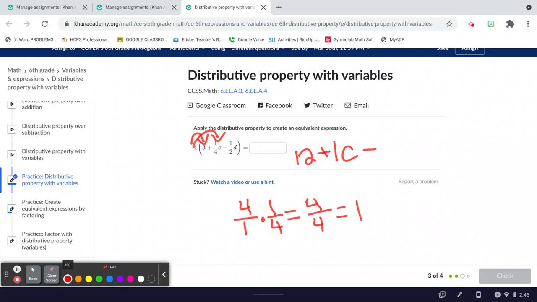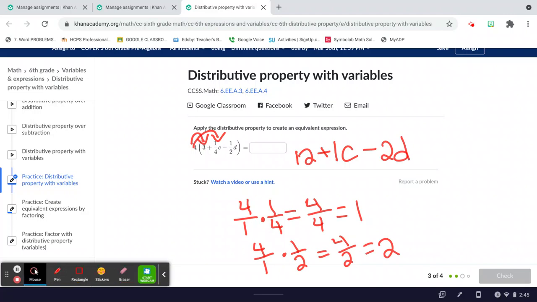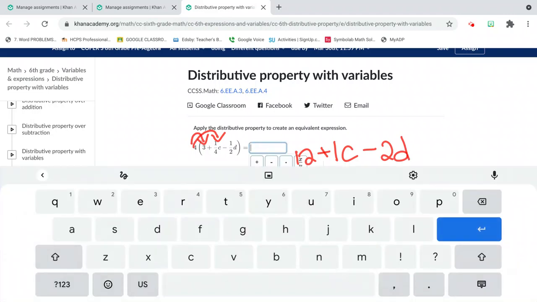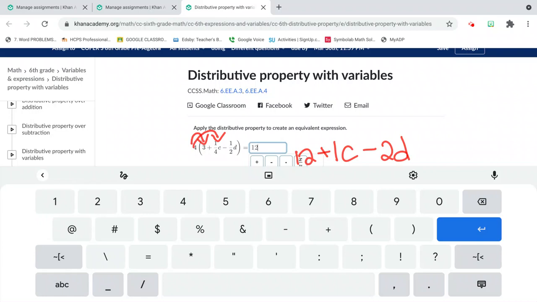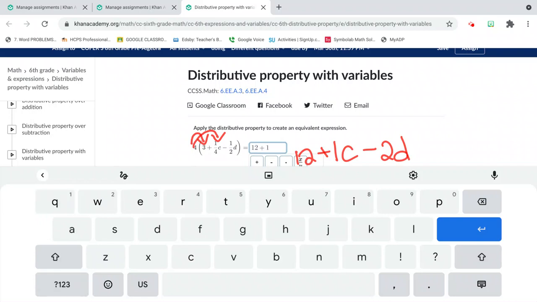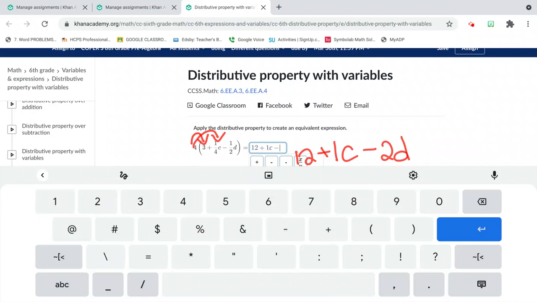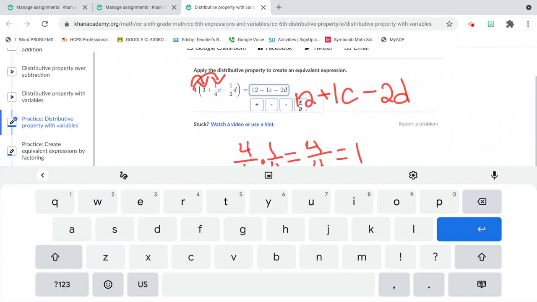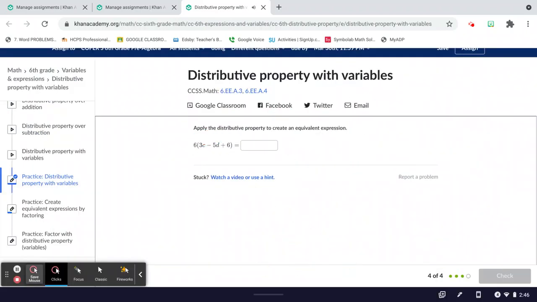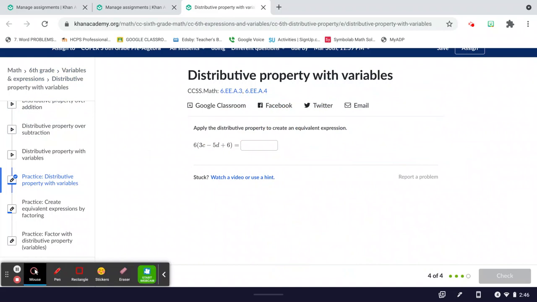I have my minus sign, and now let's see what 4 over 1 times 1/2 is. 1 times 4 is 4. 1 times 2 is 2. 4 divided by 2 is 2. So I know I have a negative 2d. So my answer is 12 plus 1c minus 2d. Just like that.